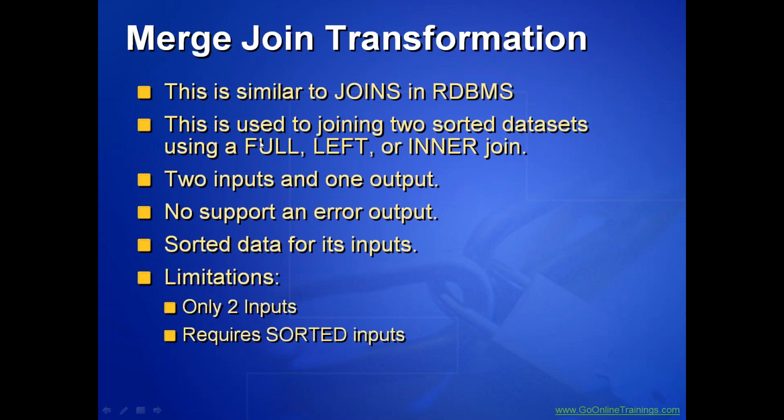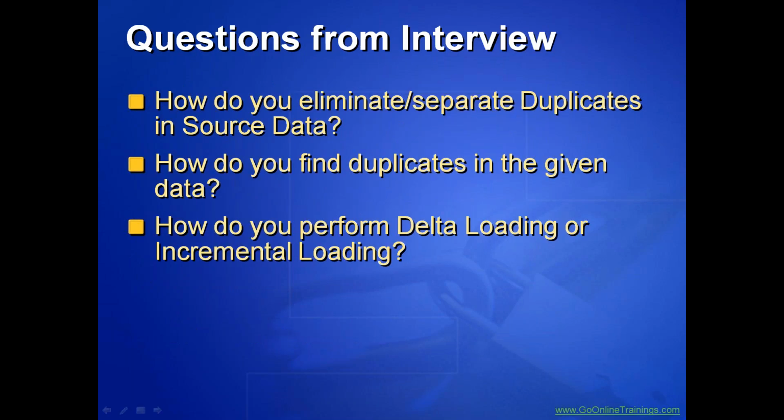Now, so merge join is that. Then we have, how do you eliminate or separate duplicate rows? That we discussed yesterday. How do you find duplicate data in the given data? Yesterday I told you we can use fuzzy grouping. How do you perform delta loading or incremental loading? This we're going to discuss from Monday. Clear? What is delta loading, incremental loading?